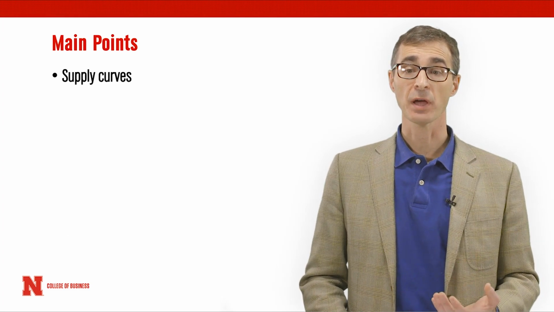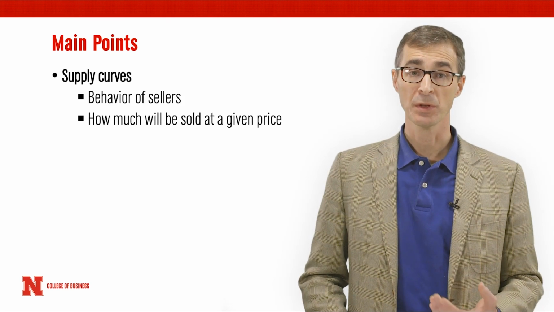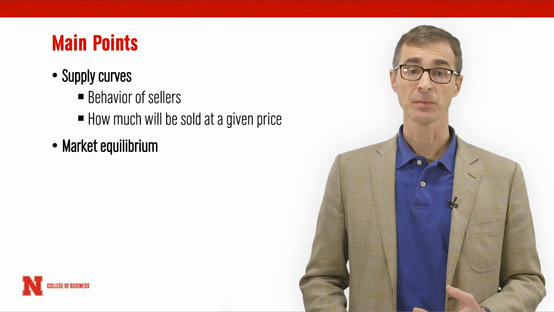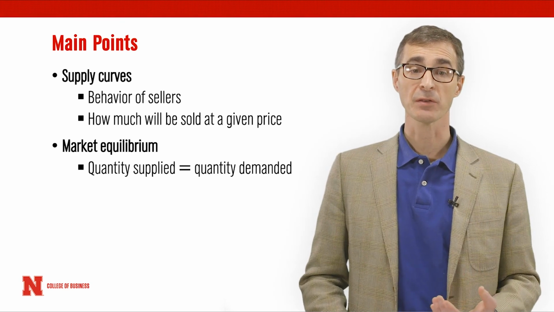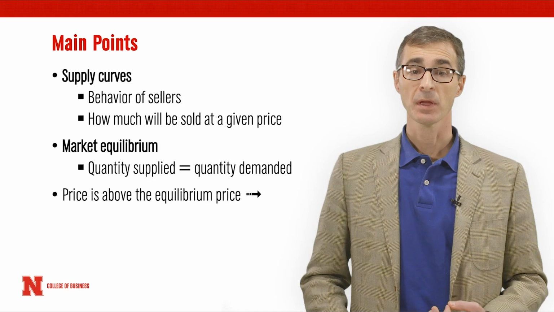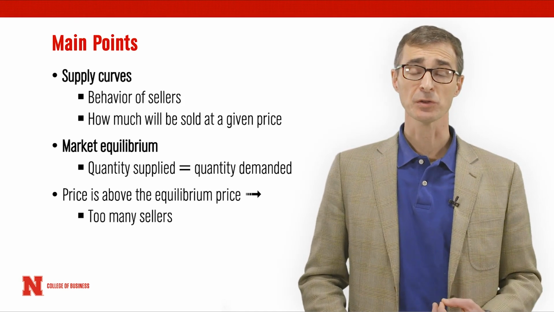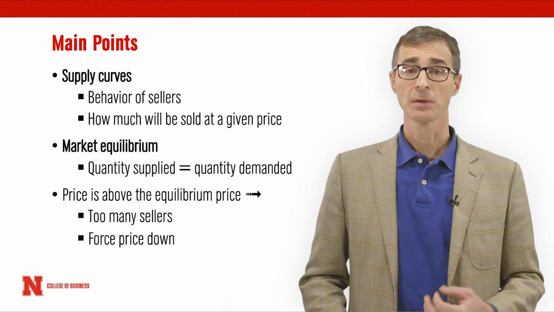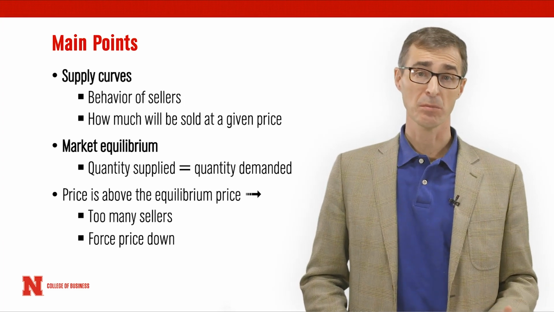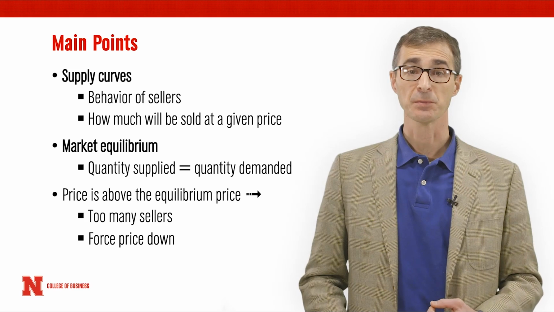Supply curves describe seller behavior, how much will be sold at a particular price, and the market equilibrium is the price at which the quantity supplied equals the quantity demanded. If the price is above the equilibrium price, this means there are too many sellers. Competition among buyers and sellers will force the price down, and vice versa.